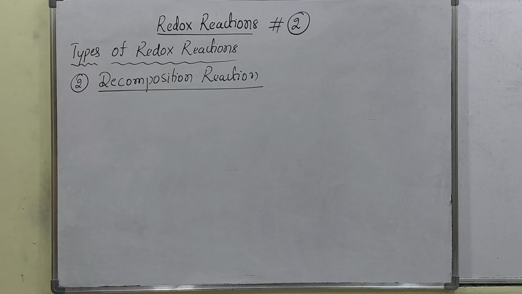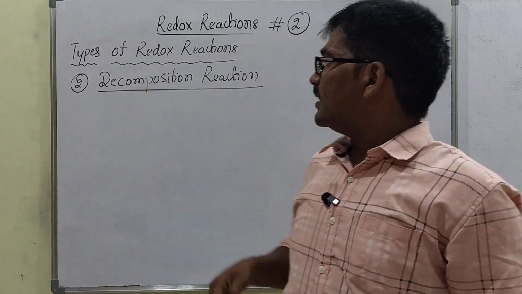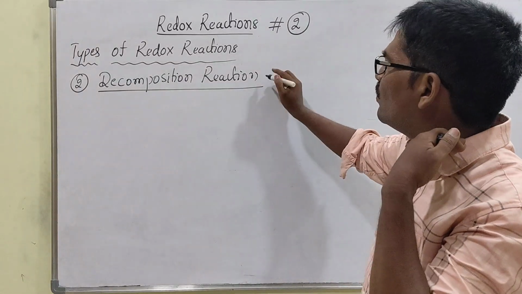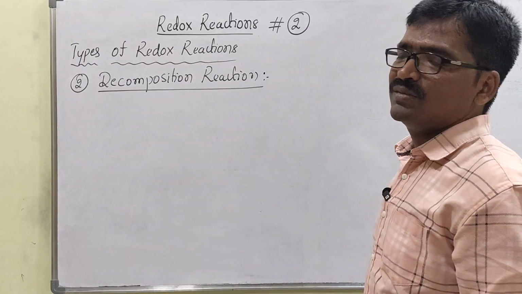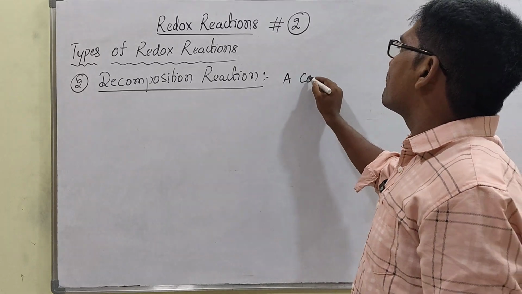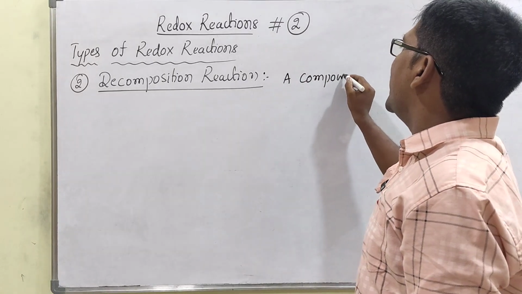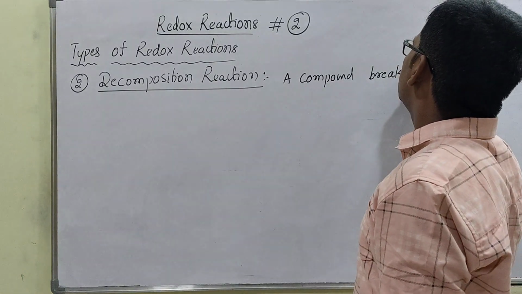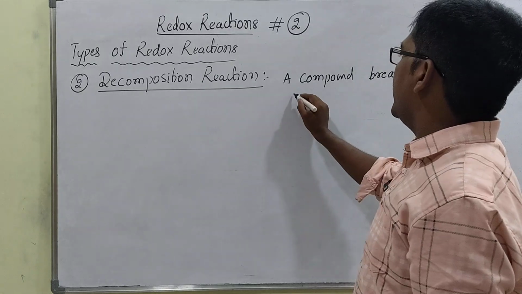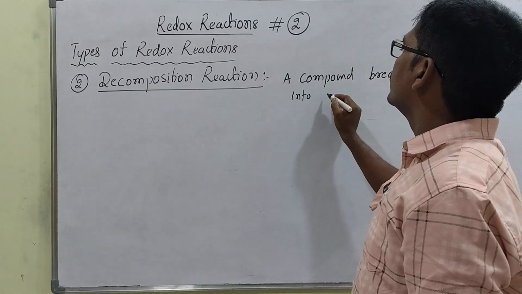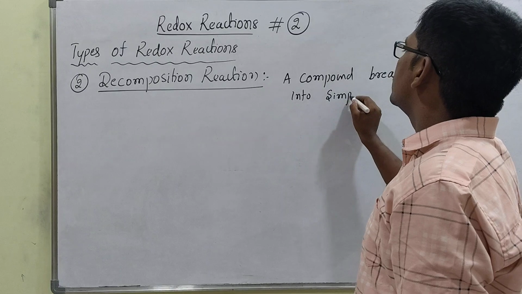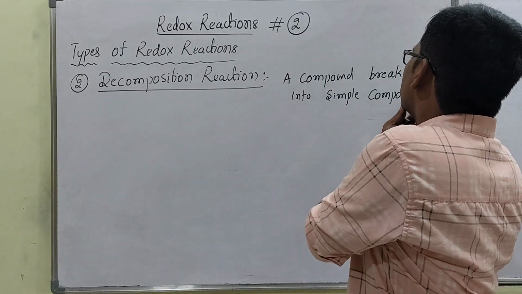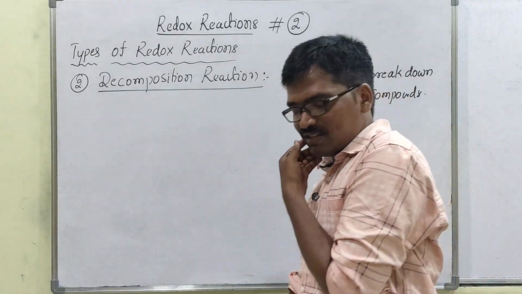Yes, look, my dear students, the second type of redox reaction is the decomposition reaction. What is a decomposition reaction? A compound breaks down into simpler compounds. Reactions in which a compound breaks down into simpler compounds are called decomposition reactions.